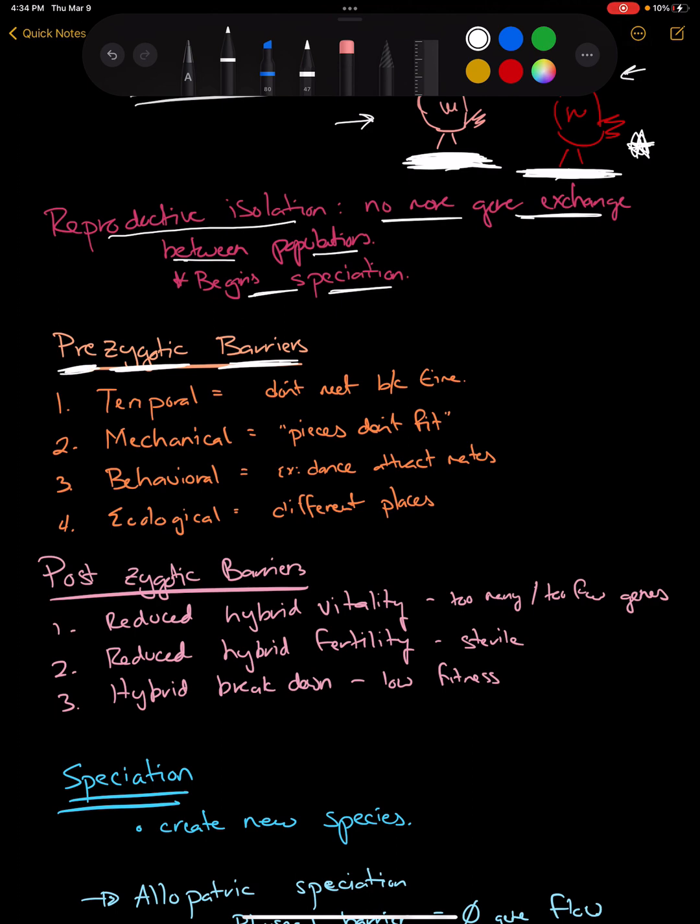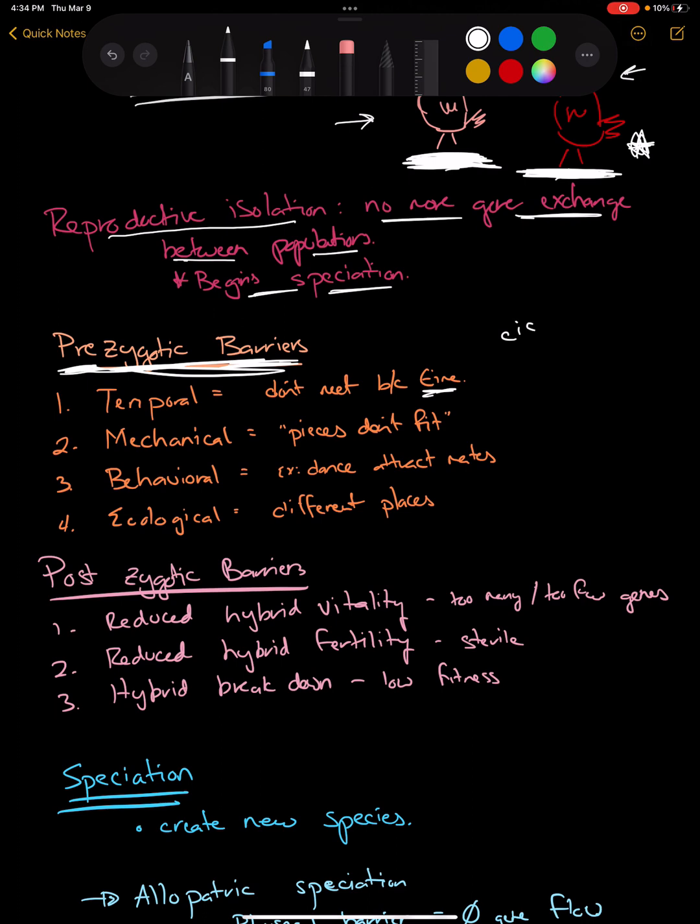So even if you have two organisms in the same location, they're never going to have sex and have a baby because of these barriers, because of these mechanisms. Now, the first one is temporal. Temporal is referring to time.